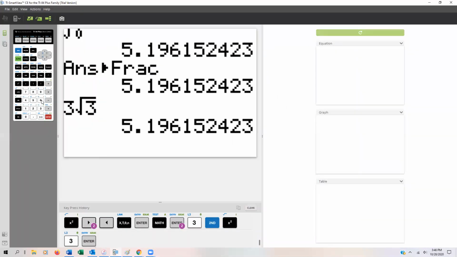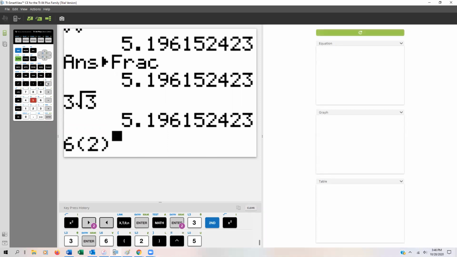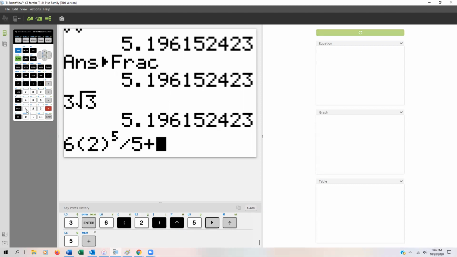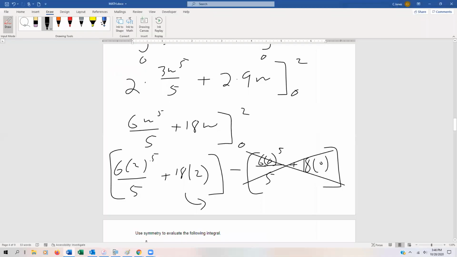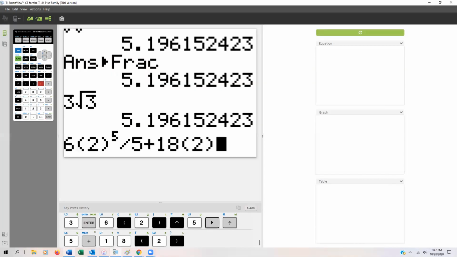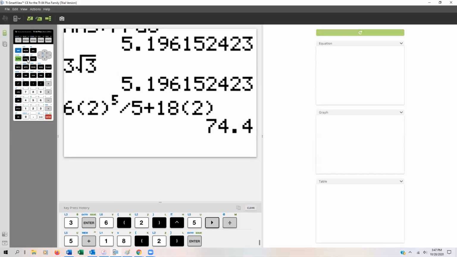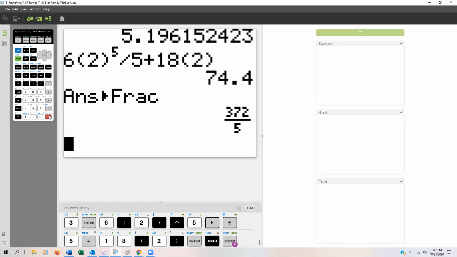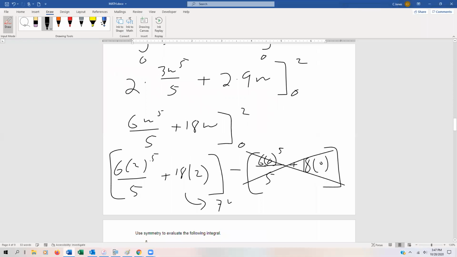So we have 6 times 2 to the 5th power divided by 5 plus, I think it was 18 times 2. I'm just going to double check it before I confirm that. 6 times 2 to the 5th over 5 plus 18 times 2. We're just going to hit enter, and we're going to have to do a math enter. So we get 74.4, which is fine. No big deal, because it's exact, or it was 372 over 5.